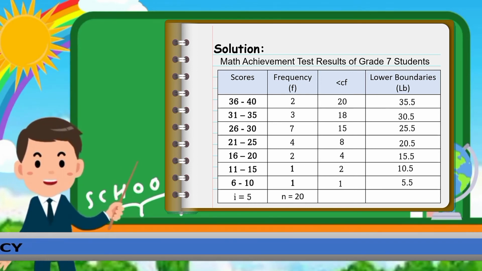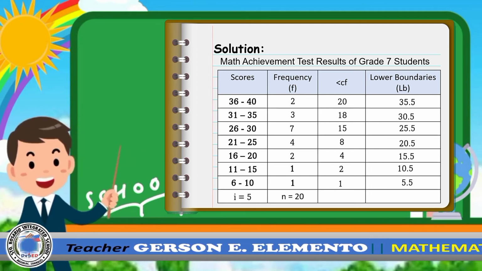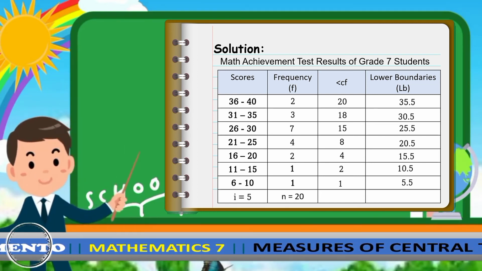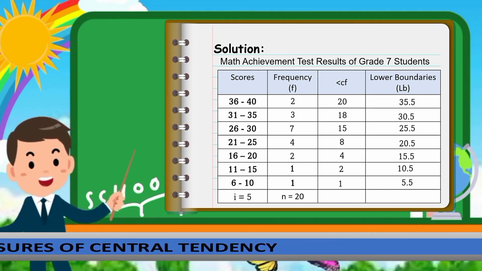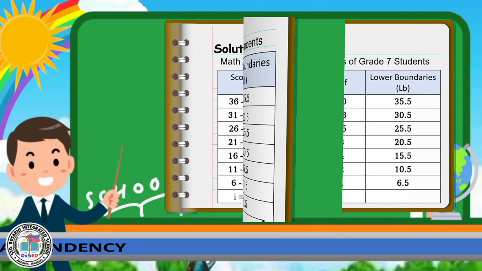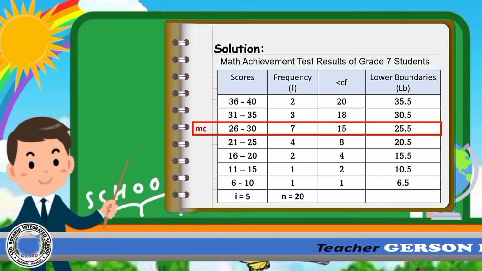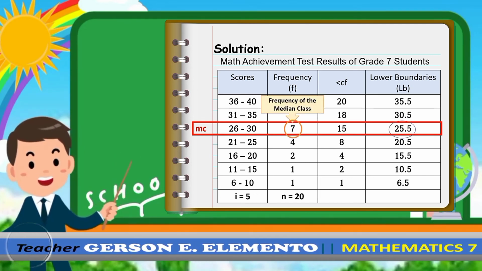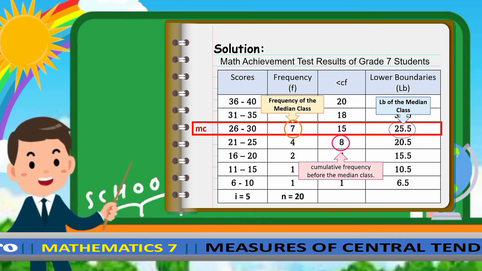To find the median class, we have to divide n by 2. So we have 20 divided by 2, we get 10. Since 10 is included in cumulative frequency 15, so we will consider 26 to 30 as our median class. The frequency of the median class is 7. The lower boundary of the median class is 25.5, and the cumulative frequency before the median class is 8.